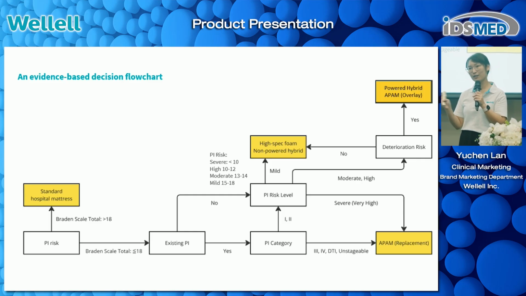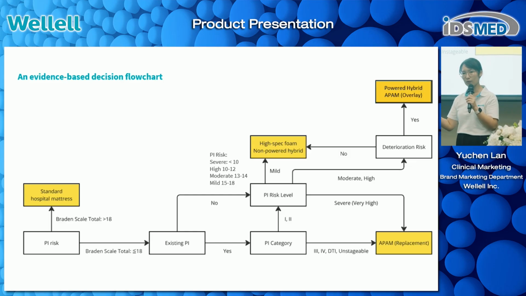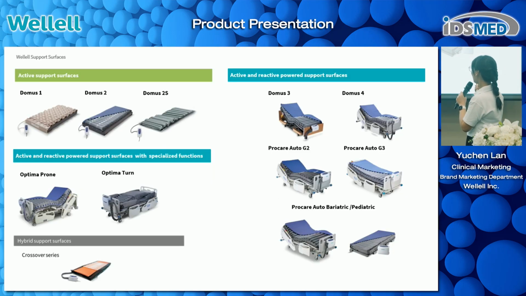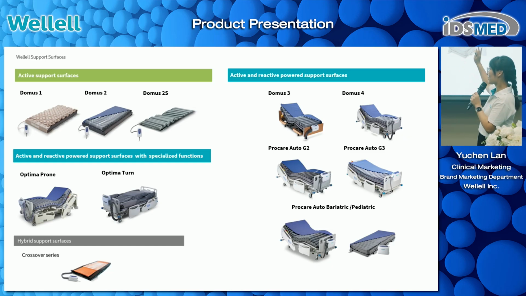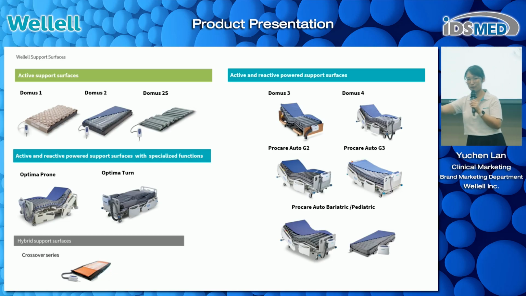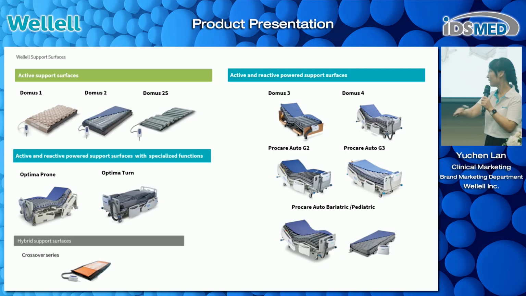How can we try to select a better one for our users to fit their needs, or to fit the needs of the caregivers? We know that the staff in hospital are pretty busy. How can we select the most proper one to fit both the needs of the caregiver and the users? So in this way, we can see Wellell offers lots of air mattresses, for example, the Dumas series, and of course, Optima Turn, Optima Prone, and also the crossover, the hybrid one.